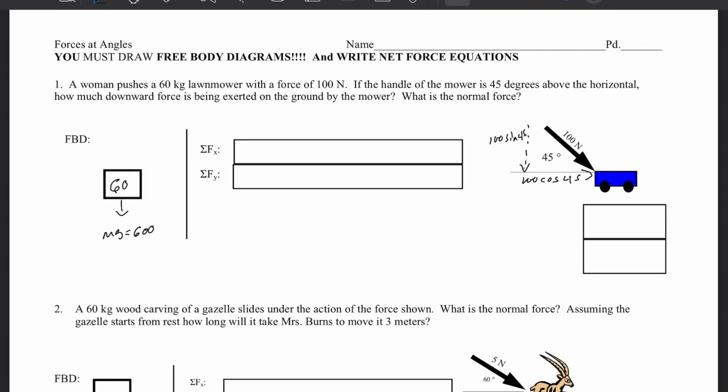So 45-degree angle, so the horizontal will be 100 cosine 45. That 45 degrees goes in that bottom right corner of the triangle. 100 sine 45 for the downward portion of the push. In the x direction, the horizontal, we simply have 100 cosine 45, so that will be equal to mass times acceleration. In the vertical, it's balanced, so we'll have 100 sine 45 plus mg, two downward forces, is equal to the upward force of force normal.